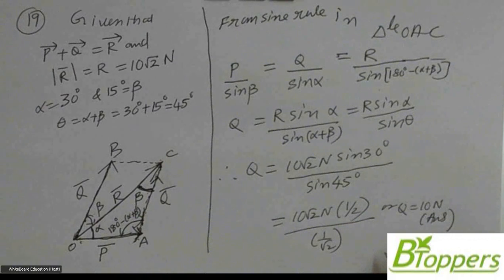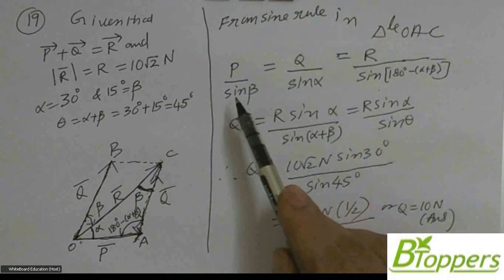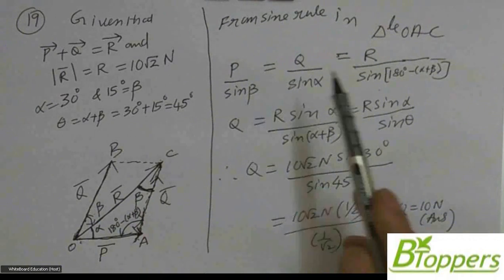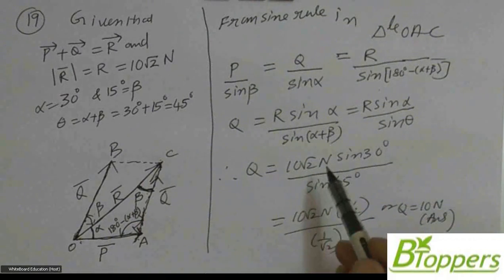You can just go through the solution once. Of course, in this problem, you are asked only to find the value of Q. But in case you are asked to find the value of P also, you can find it by combining the first and last, or by combining the first two, because the value of beta is also given in the problem.